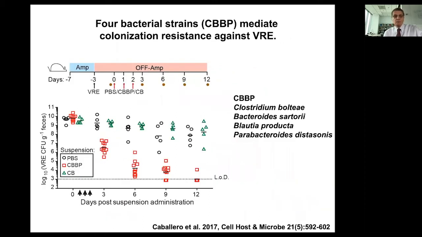Now, Silvia moved on from there and tried to culture many of these different organisms, particularly the ones that were associated with VRE resistance, and she put together a consortium of 4 bugs that we call CBBP, that are these bugs right here. And administering these 4 organisms was as effective as a fecal transplant from a wild-type mouse at reducing VRE in the gut. So we were very excited by that.